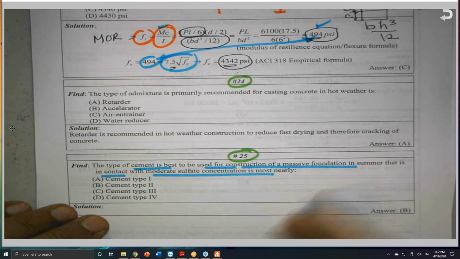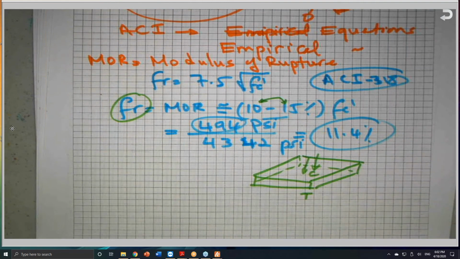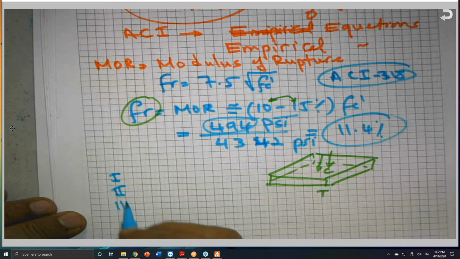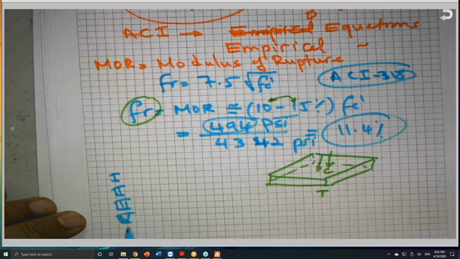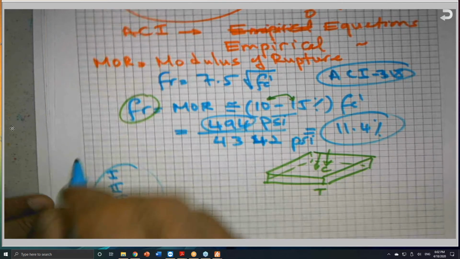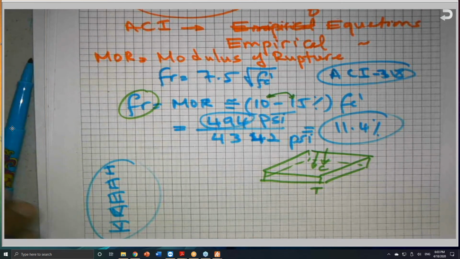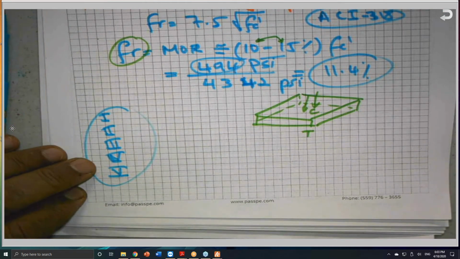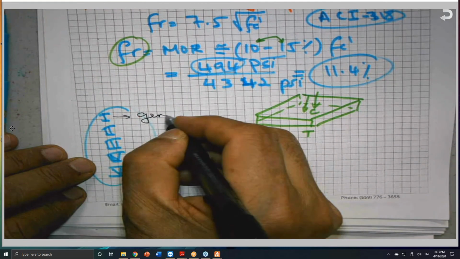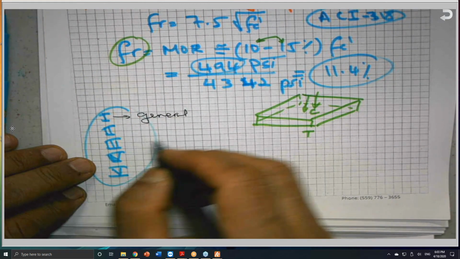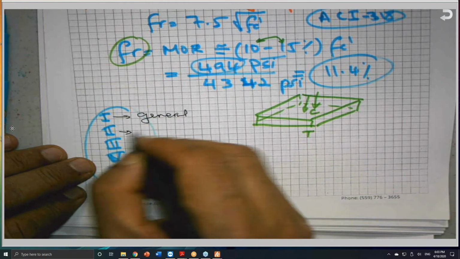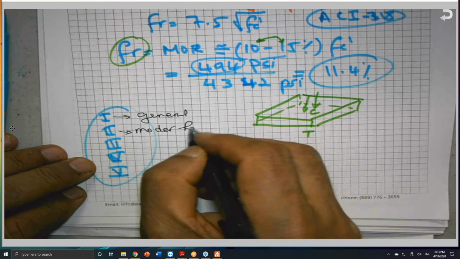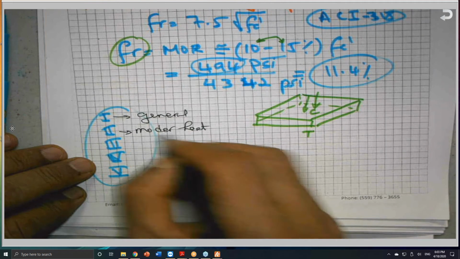So as you know, we have 5 types of cement, and they are expecting you to know these 5 types: type 1, type 2, type 3, type 4, and type 5. Each type has its own characteristics, and I listed them based on the ASTM. Type 1 is a general one, for general purposes. Type 2, as you know, is for moderate heat of hydration and moderate sulfate.